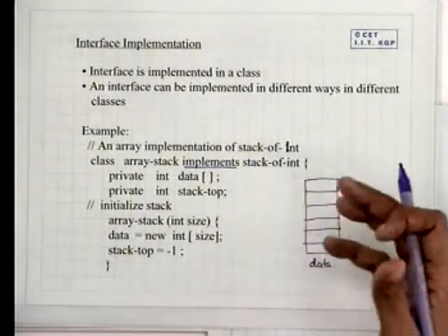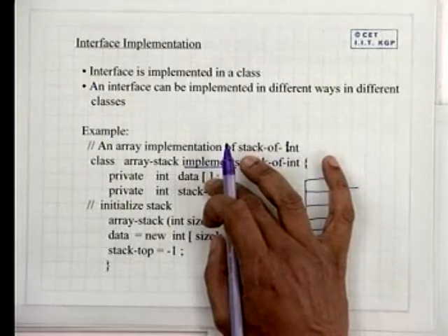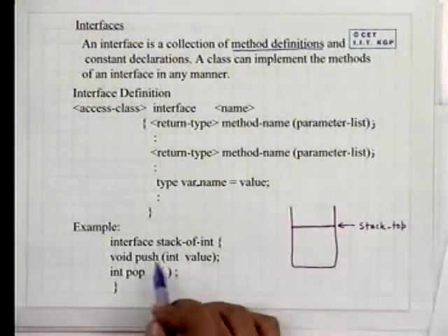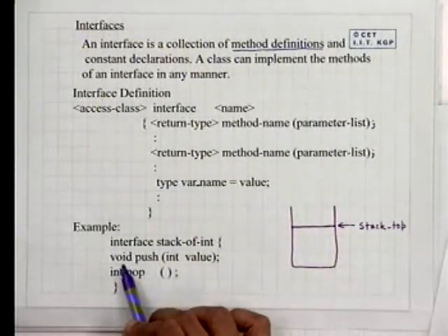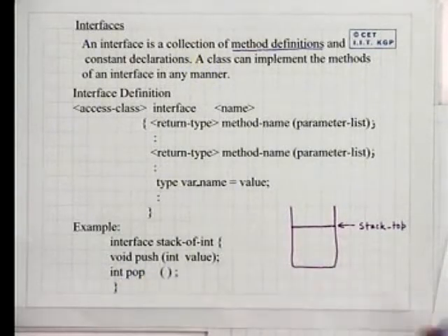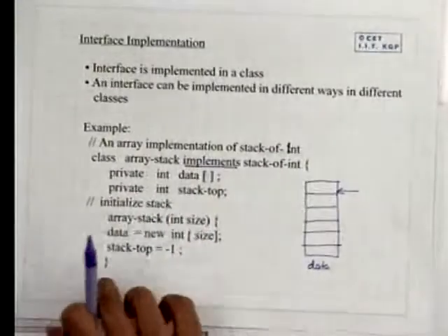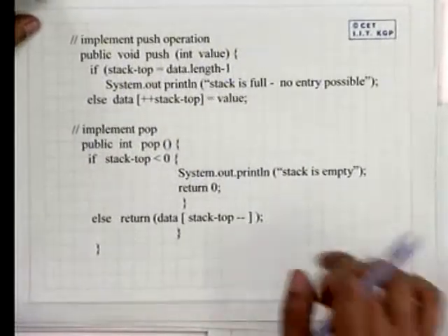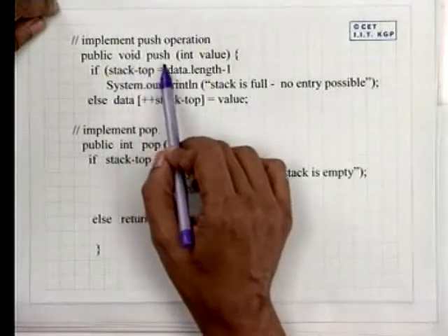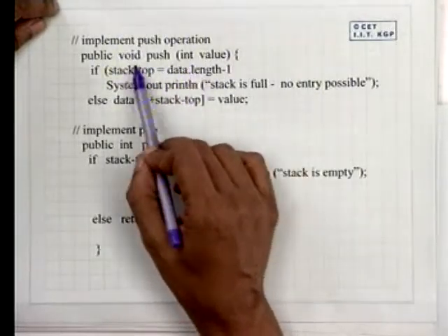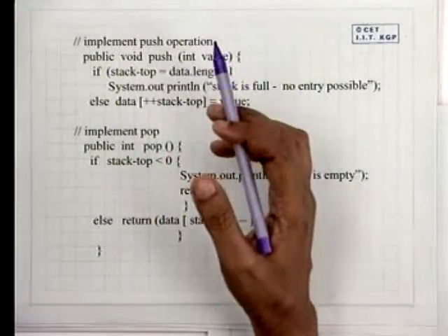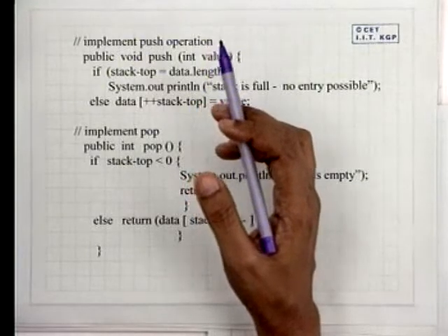Now we have defined the structure, and we have to implement the methods which were in the public interface specification, that is, the push and pop operations of the stack. A typical example is to implement the push operation, public void push. We use public because this method is part of the interface specification, and therefore it must be public.